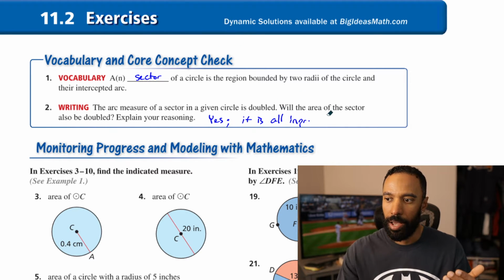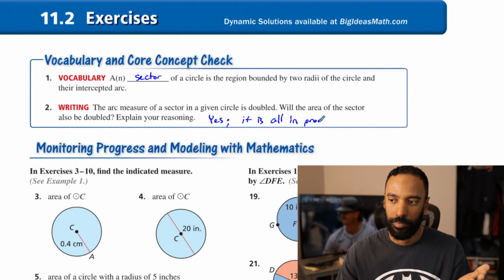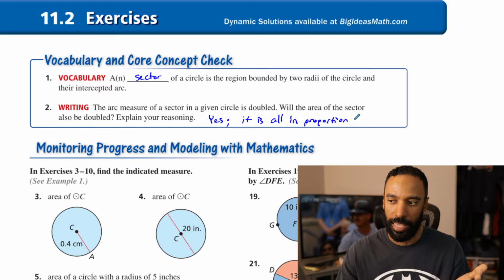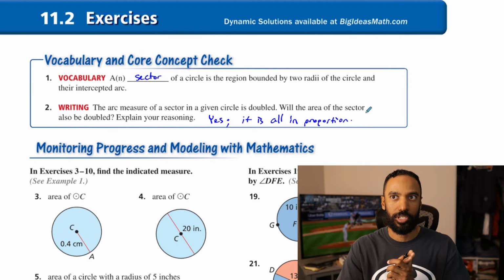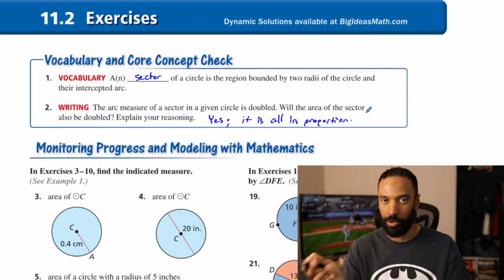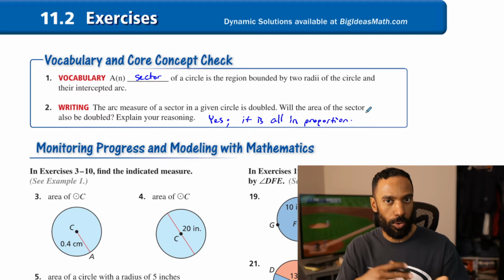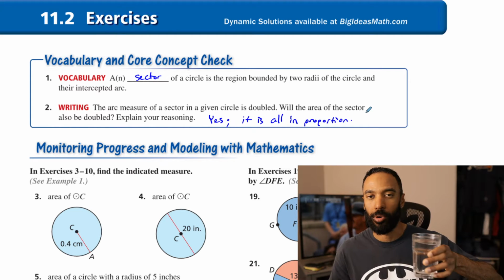Let's think about it this way. I mentioned a quarter circle and a semicircle. A semicircle is half its area. Well, a semicircle is half of 360 as well. It's 180 degrees. A quarter circle is a quarter of its area, and it's also a quarter of the 360 degrees. It's 90 degrees. They're all in proportion with each other, so yes.